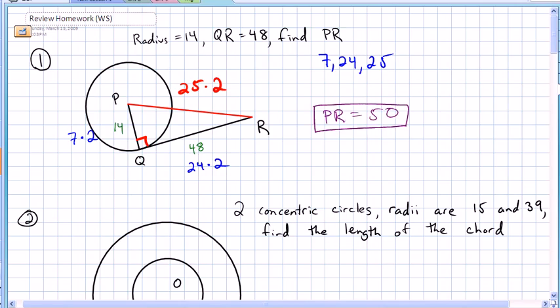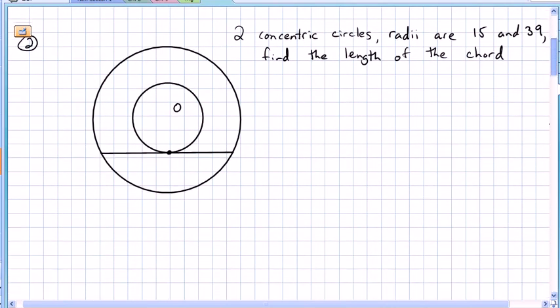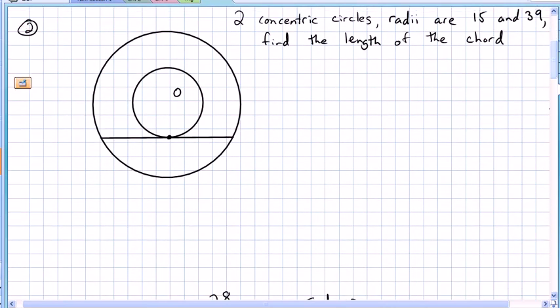Let's take a look at number 2. This one, we have two concentric circles. The radii are 15 and 39. We want to find the length of that chord that it gives us. So we need to draw our radii in. Radii of the small one is going to be 15. Radii of the big one is going to be 39. We need to keep in mind here that we will have a right angle right there, again, at the point of tangency.